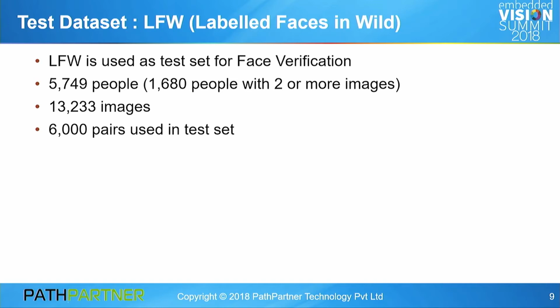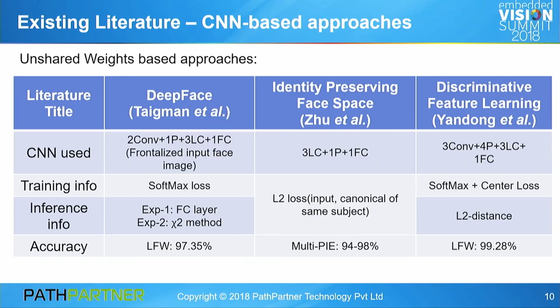Now, given this LFW data set, let us see what the existing literature is for this problem. This is the first set of approaches, using unshared weights for solving the face verification problem. As you see, in all these 3 works, they use locally connected layers with unshared weights, where a few of them additionally use convolution layers and a fully connected layer. The first is DeepFace by Taigman et al. from Facebook. Here, the key contribution is to handle the pose variations. They apply a frontalization technique and then pass the result as input to the CNN. This model is trained using softmax loss.